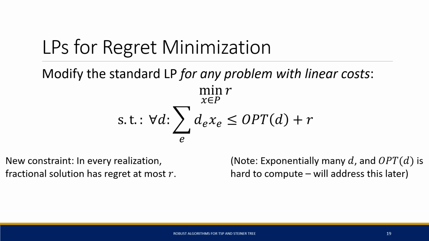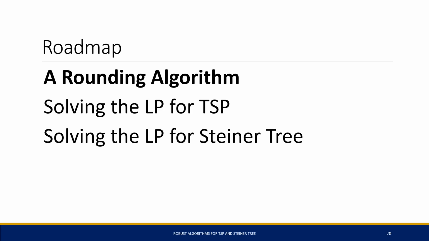But not only are there exponentially many constraints, but each of these constraints has a value in it, which is NP-hard to compute, which is this optimum value. So we'll address this later in the talk. But that is to say, even just solving this LP is going to be much more challenging than LPs we're used to seeing in other problems. Okay, so solving the LP is actually going to be the harder part of our algorithmic approach.